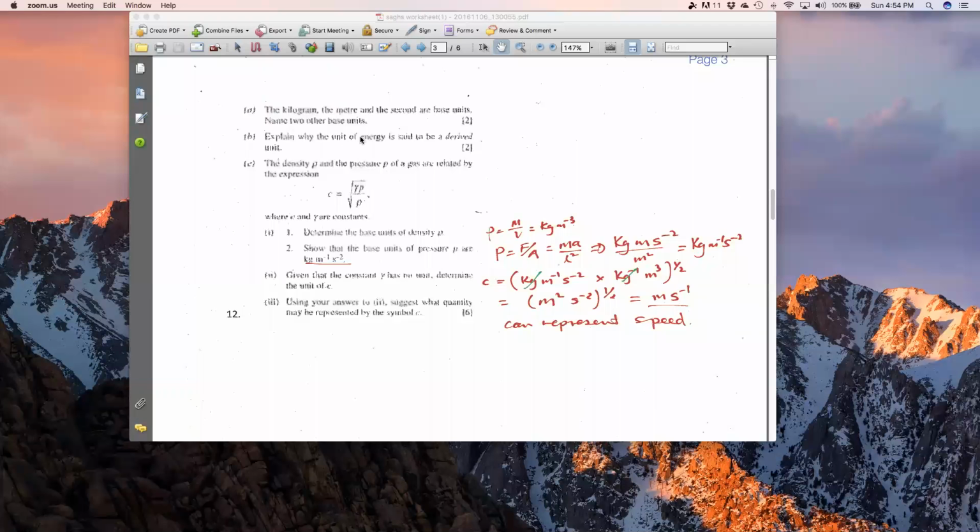Explain why the unit of energy is said to be derived. It's a derived unit because it's based on fundamental units, because energy is based on kilogram and meter and a few other things. All right, it's derived because it's not one of these base units. This one here, I wrote up the solution. Now, determine the base units of density rho.